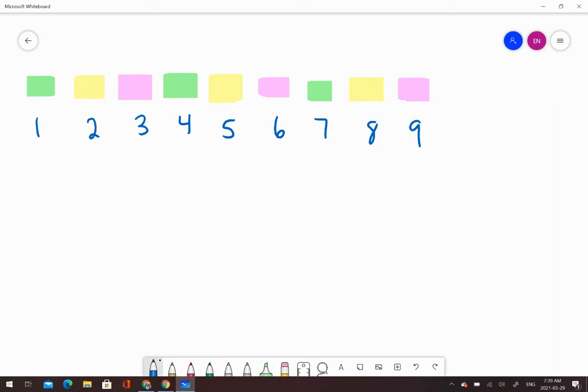When I'm looking at patterns that repeat, my core will be made up of my first terms, and those terms are going to repeat and make a pattern. So if I look at my core, I have green, yellow, pink, green, yellow, pink, green, yellow, pink. The part of my pattern that repeats is this green, yellow, pink. So this is my core.